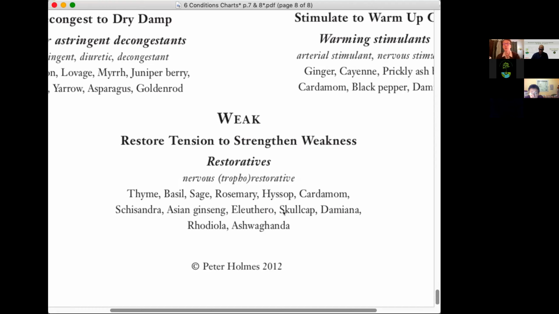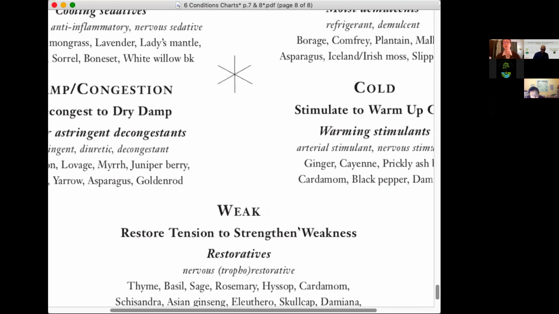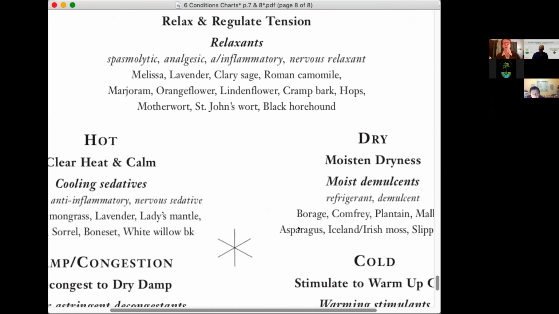Skullcap from North America, another fine, more gentle restorative to the nervous system. Okay, so although all of these herbs are restorative to the nervous system, they all have slightly different applications as well. They have a big field in common, but they also can be differentiated. And we'll do some of that when we look at the neurological disorders.